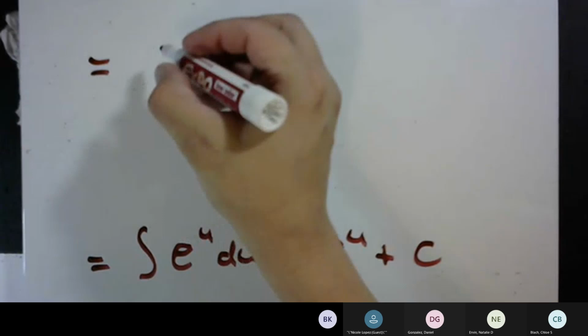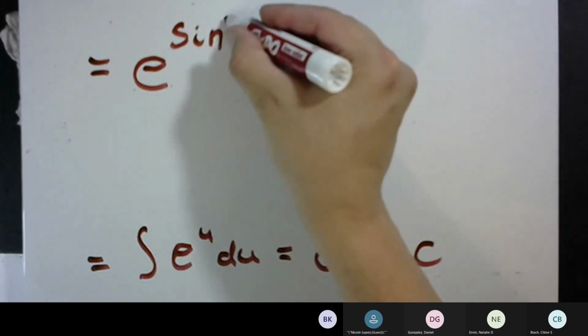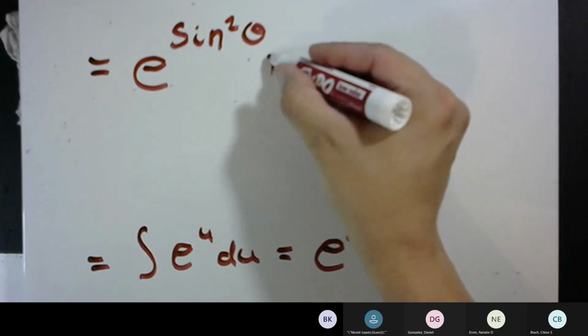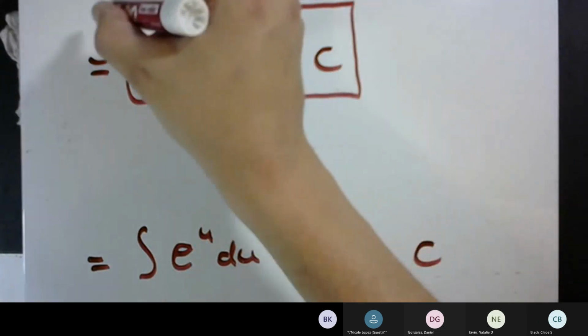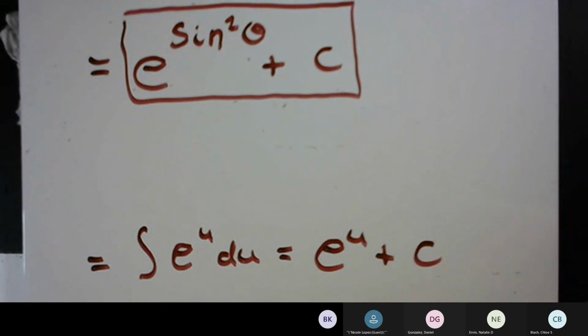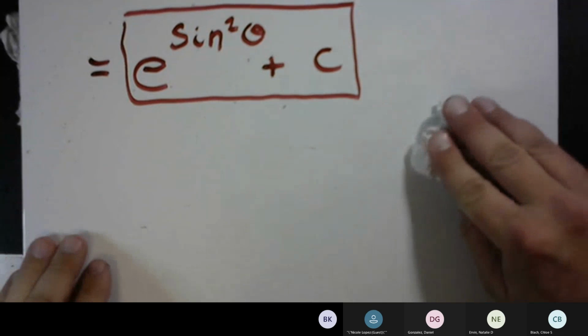or the solution is e to the sine squared theta plus c. So any questions about that? So now we're going to look at definite integrals.